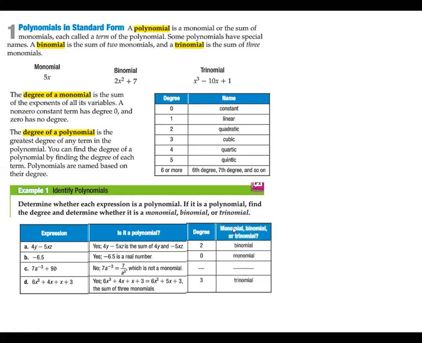So this first one is a binomial because it has two terms. The second one's a monomial because it's one term. Third one is not a polynomial, so you don't give it a name. And the last one's a trinomial. Even though the original expression had 4 terms in it, you have to have it in simplest form, so the 4x and the x combine to give you 5x, so that gives you 3 terms, so it's a trinomial.